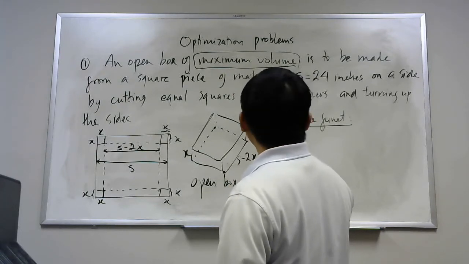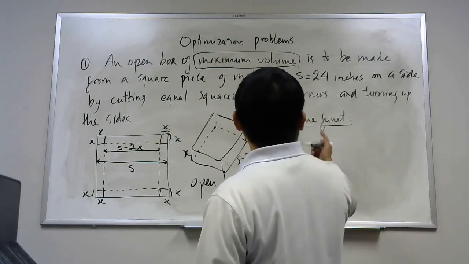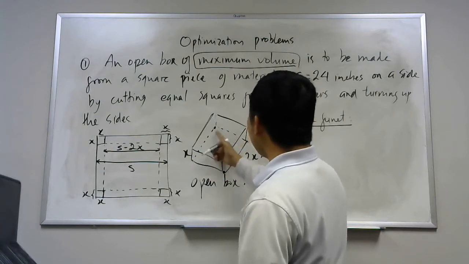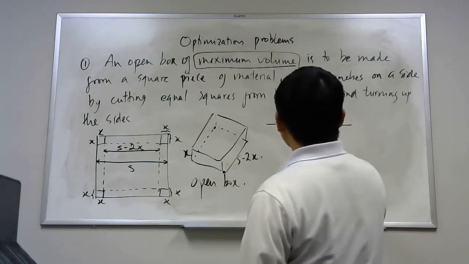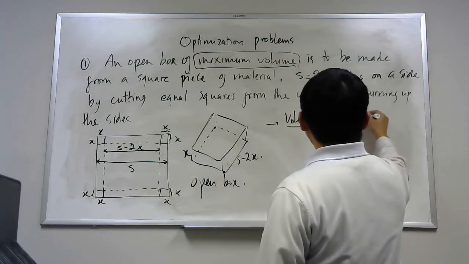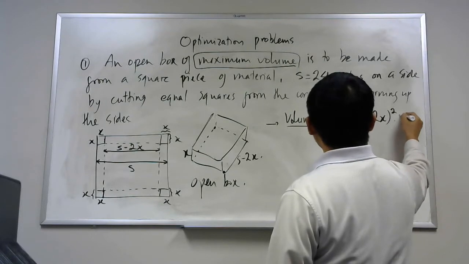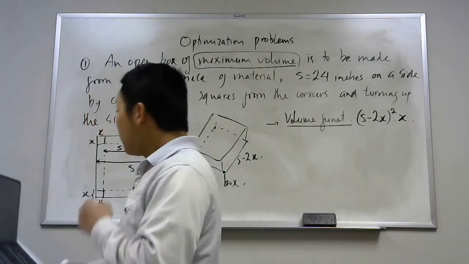And now, we already have the volume function. The volume function is equal to the area of the base multiplied by the height. So the area of the base is s minus 2x squared, and then times x. So that is our volume function.